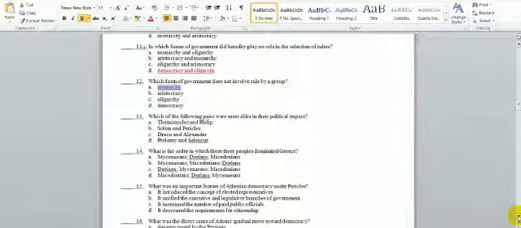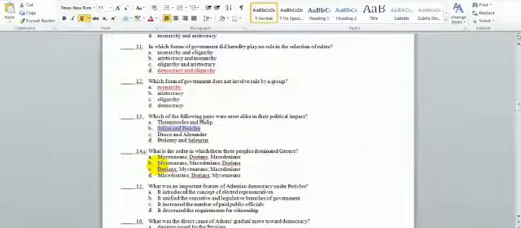Number 13. Which of the following pairs were most alike in their political impact? Themistocles and Philip, Solon and Pericles, Draco and Alexander, Ptolemy and Seleucus. Of course it is Solon and Pericles. So the right answer is B.